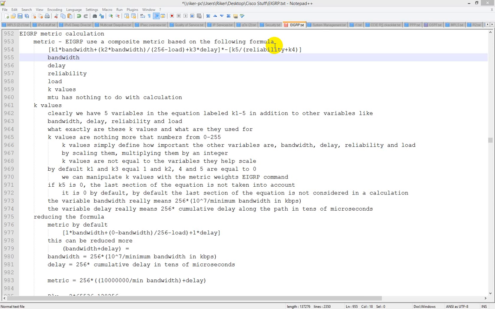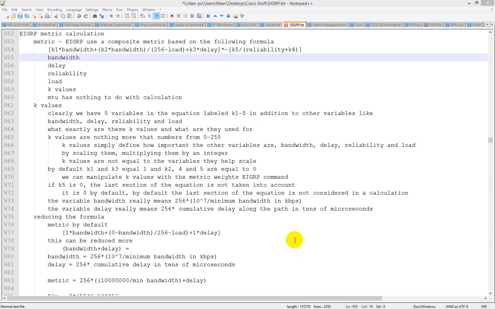So we can manipulate the EIGRP metrics with the metric weights command underneath the global routing process, and go from there. K5 is 0 in the last section of the equation and is not taken into account. K5 is over here, and anything multiplied by 0 is 0. So if it's 0 by default, then anything multiplied against it will automatically be 0. So that's why that is not taken into effect. By default, the last section is not considered in the calculation.